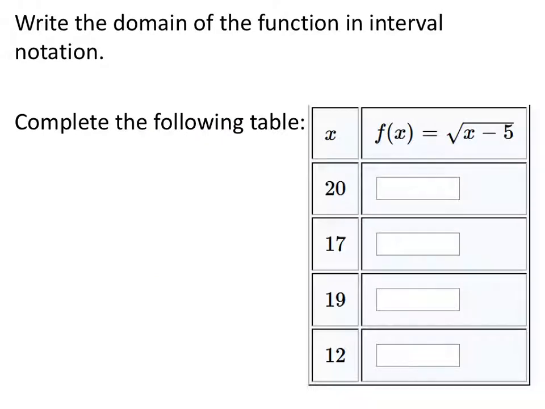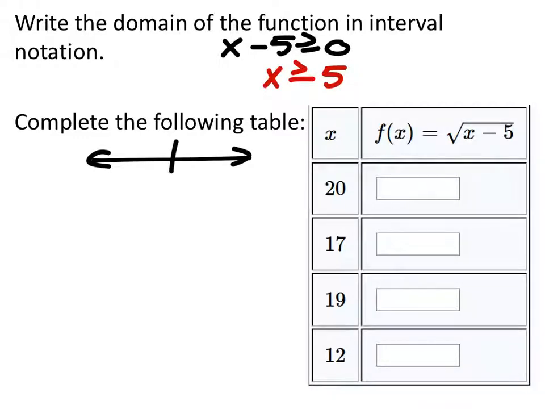Right, the domain of the function in interval notation. The function f of x equals the square root of x minus 5. So x minus 5 has to be greater than or equal to 0. Add 5 to both sides, and x must be greater than or equal to 5. Didn't want the inequality though. So, as long as x is greater than or equal to 5, we're good.